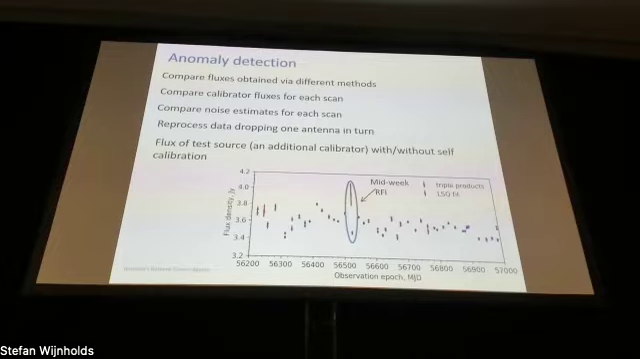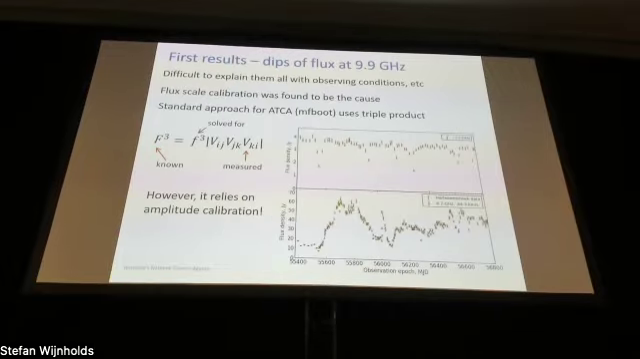So the first results show the very interesting feature like dropouts at 9 gigahertz and 6 gigahertz. Well, sometimes there was a hint, but often not. And with improving calibration, I could kind of reduce the depth of these dips, but I didn't know whether they were real or not, because again, based on the data, I should have believed them.